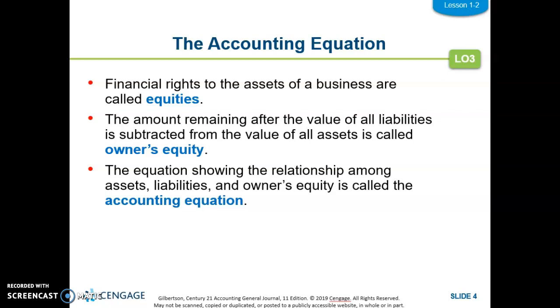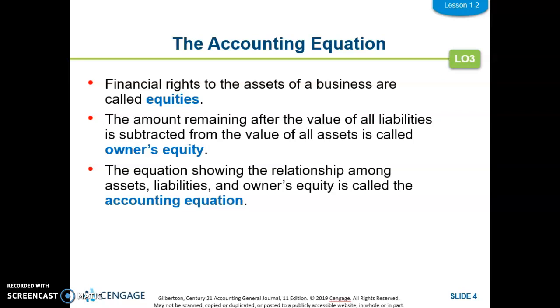Now, financial rights to the assets of a business are called equities. A business has two types of equities. The first one is equity to those to whom money is owed. For example, we could buy supplies from a company and then pay them at a later date. That would be an example of one. Or we also have the equity of the owner. That would be the person who invests in the assets of the business. So if you invest in your business, that would be your owner's equity. That's the amount remaining after the value of all liabilities is subtracted from the value of all assets.